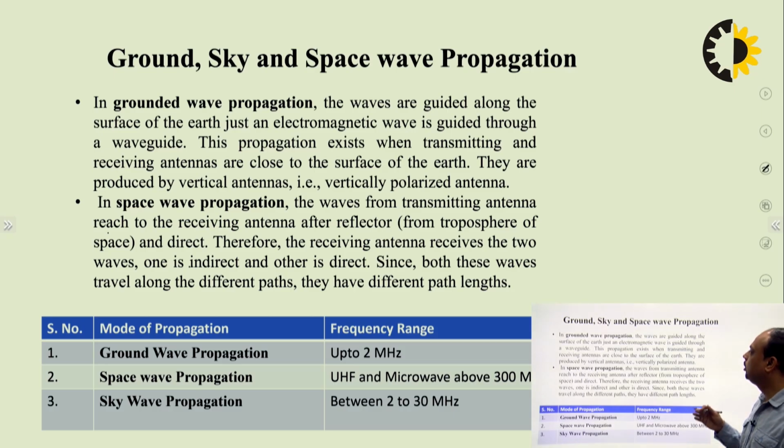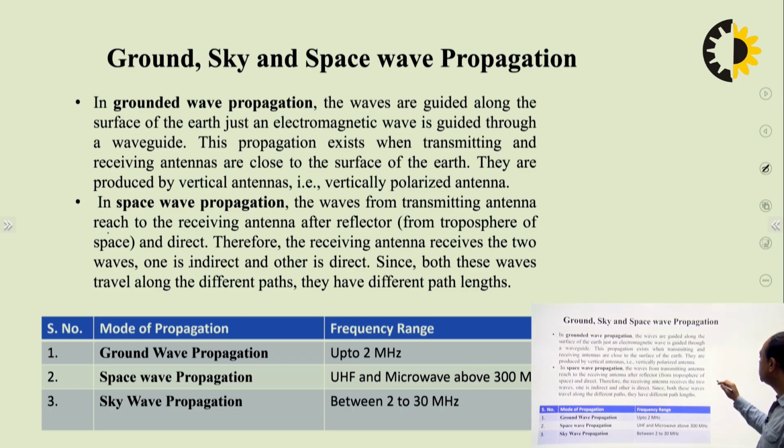When the waves are guided along the surface of the earth, just like an electromagnetic wave in a guided medium, like the wave travels in a waveguide. In a similar way, when the wave travels near the surface of the earth, using the surface of the earth as one wall of the transmitting medium, then we say the propagation is known as ground wave propagation. This propagation exists when the transmitting and the receiving antennas are close to the surface of the earth.